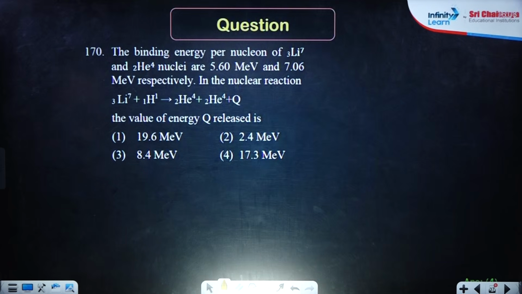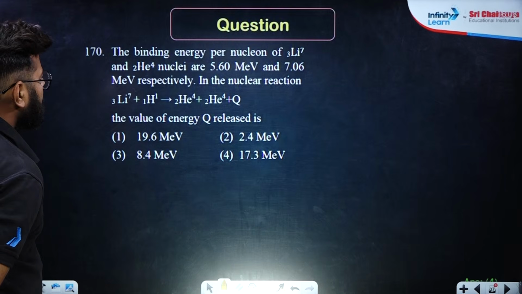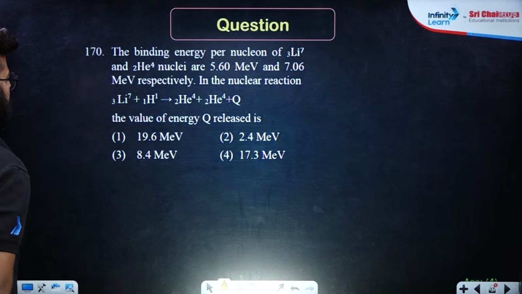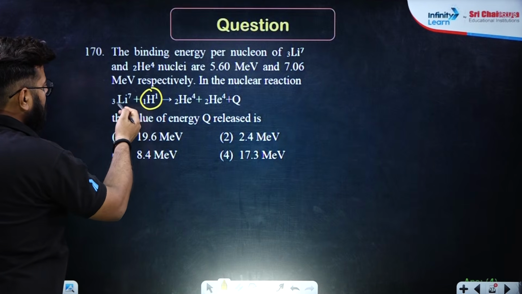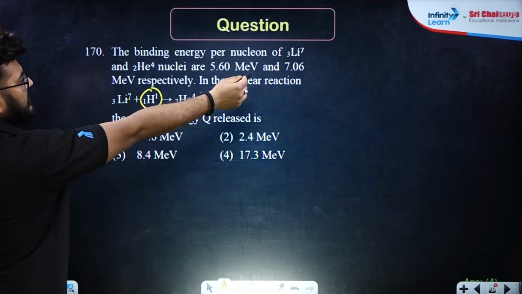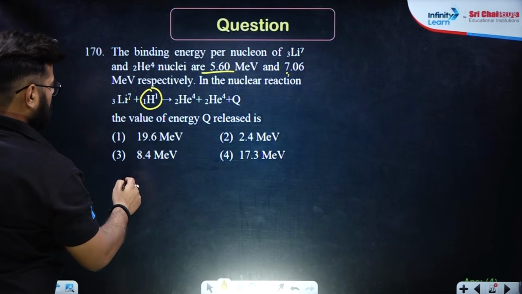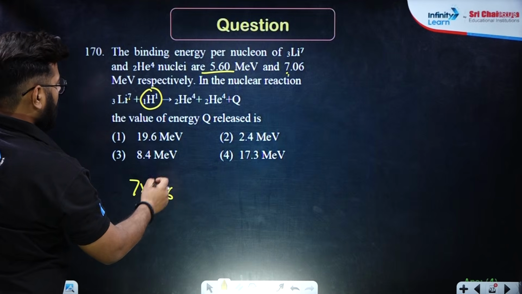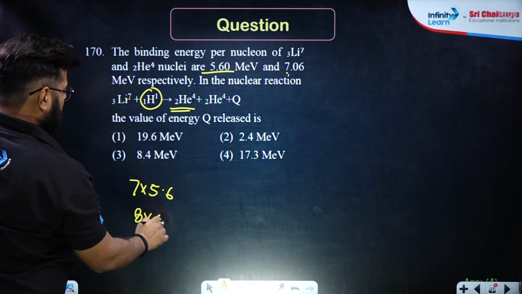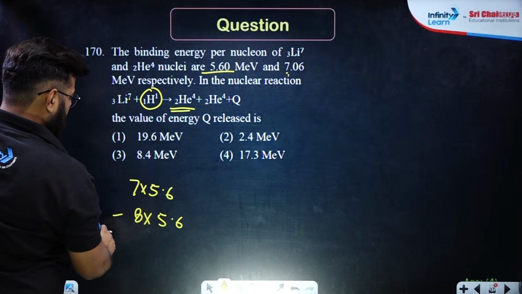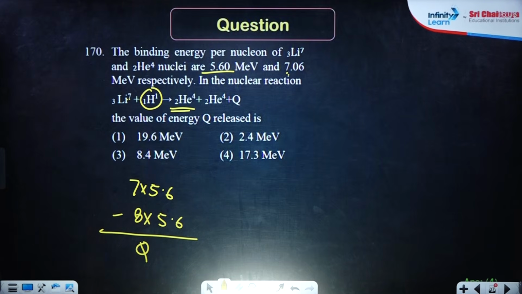The binding energy per nucleon of lithium and helium nuclei are 5.6 MeV and 7.06 MeV. In the nuclear reaction, the energy value of Q will be. See, it's simple. This will have no energy. Just multiply 7 with, no, for lithium it is this much. So 7 into 5.6, and over here there are 8. 8 into 5.6, subtract it, whatever is the answer, that's the Q value. See whichever one is the right answer over here.